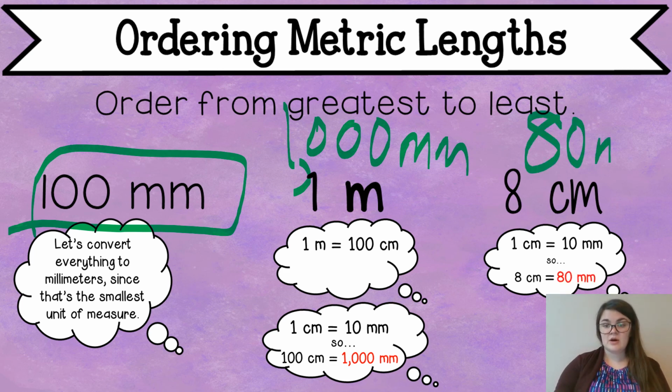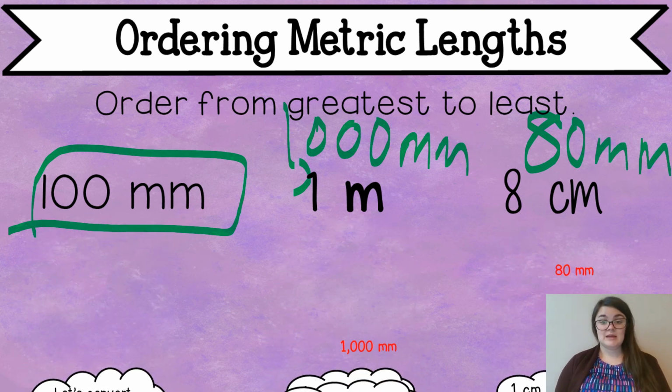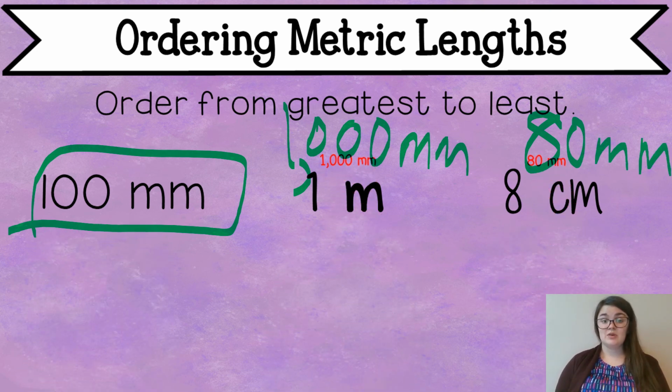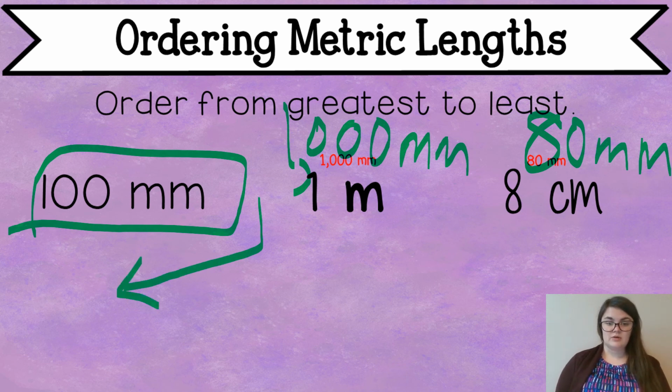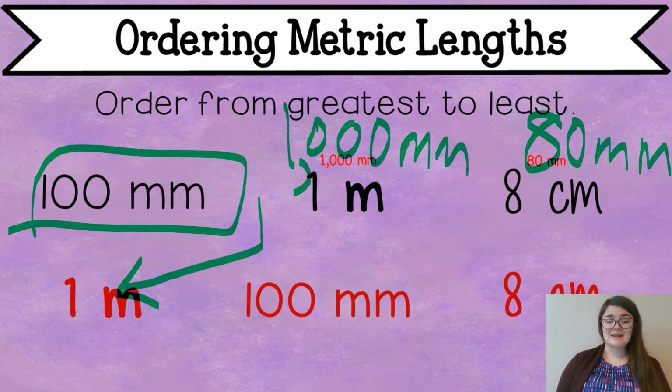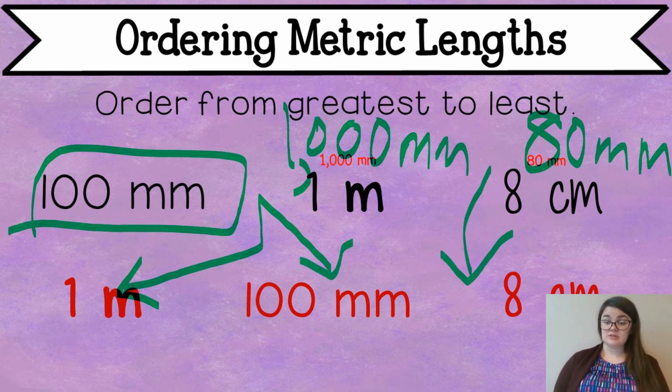Now that I know all three of my units in millimeters, the same unit, I can compare them. My greatest would be 1 meter, so it would go first. Then I would put 100 millimeters next, and my final number would be the 8 centimeters because I know they're only worth 80 millimeters. I hope that you enjoyed practicing comparing numbers and ordering them from greatest to least and least to greatest.